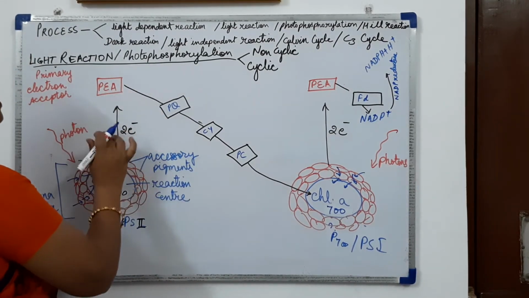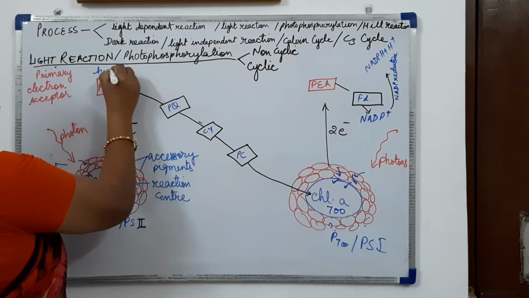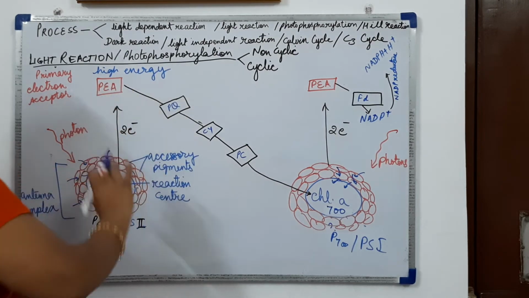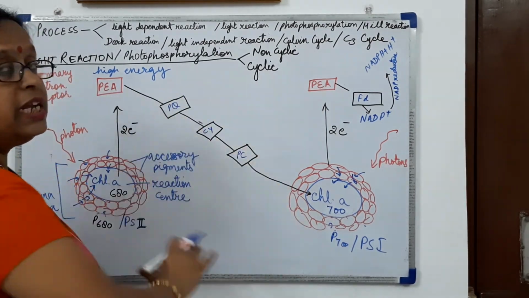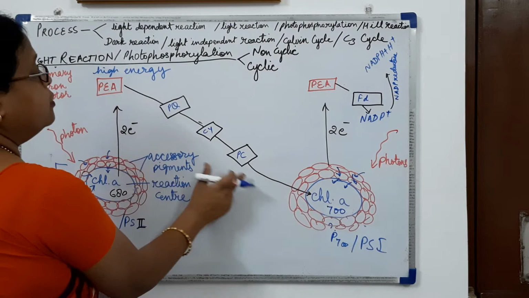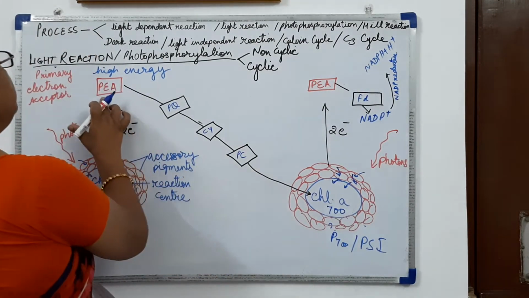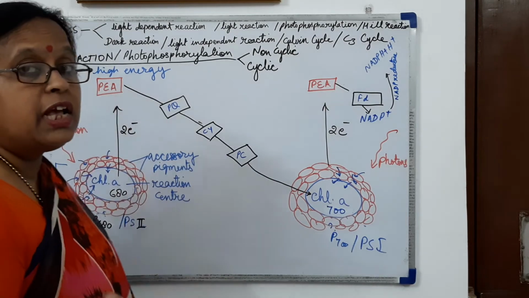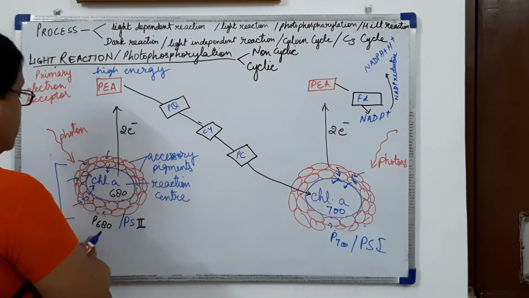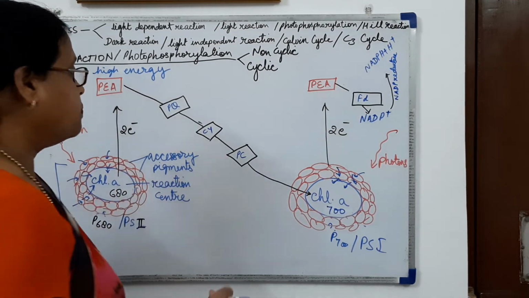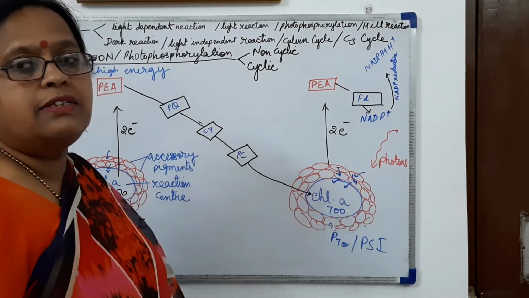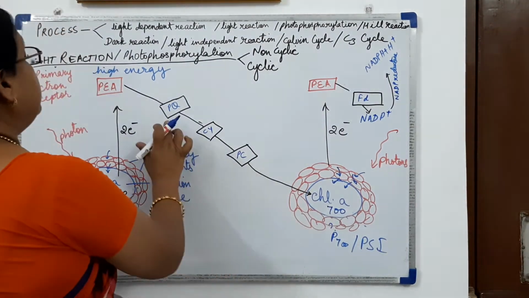These electron pairs will be accepted by the primary electron acceptor. This primary electron acceptor is at a high energy level, and these are also found in the membrane of the thylakoid. So the primary electron acceptor has the highest energy. It receives the electrons released by pigment system 2, then transfers them to the next lower energy electron acceptor, that is PQ.